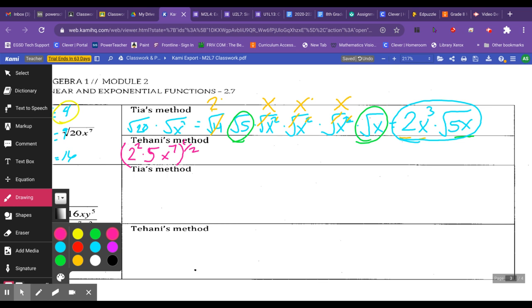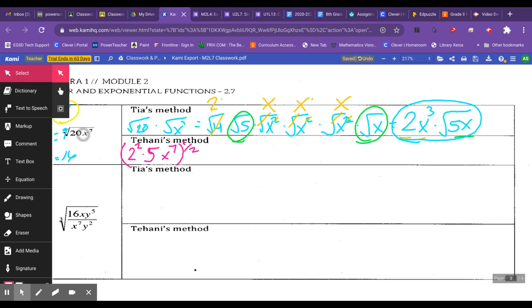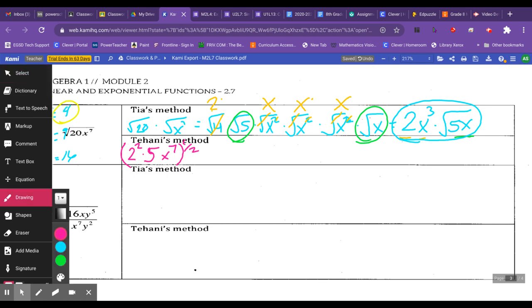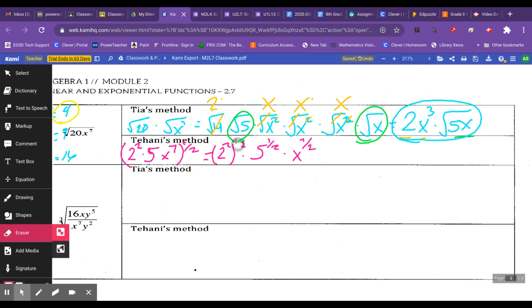So just always double check. 2 times 2 is 4 times 5 is 20. They do match. Make sure this guy and this guy match before you move on too far. And then I left the x alone for right now. So now let's split them up. 2 squared to the half times 5 to the half times x to the 7 halves. You know what? I might actually just simplify this one right here, right away.